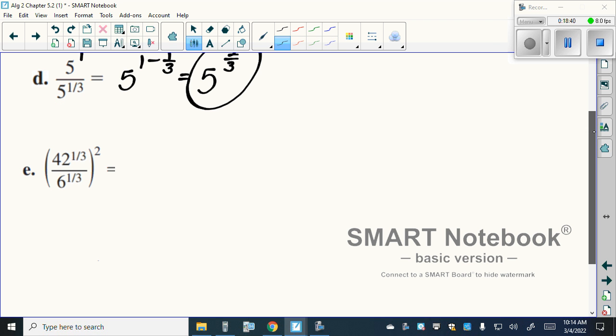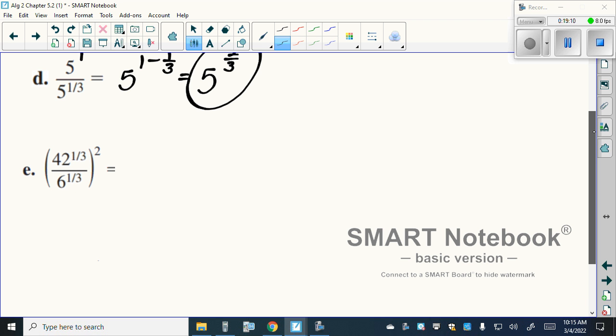Let's look at the next one here. This one here I find interesting because it's a little bit easier than what it might look like. Now looking at this here, we can tell that 42 and 6 are not like bases. They don't have anything in common. But 42 and 6 are both put to the same power, yes? They're both to the 1/3.